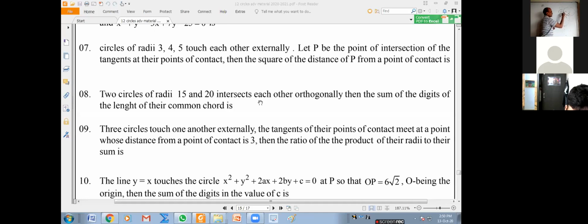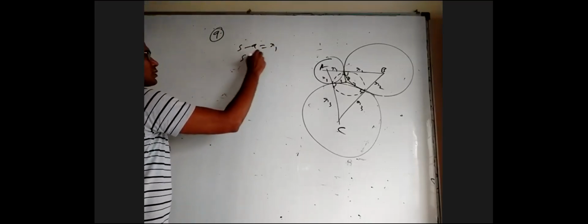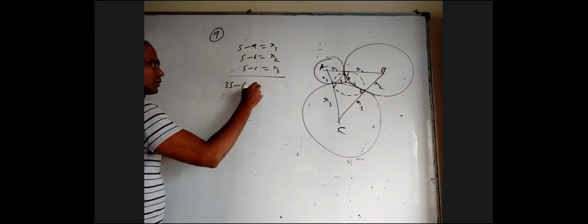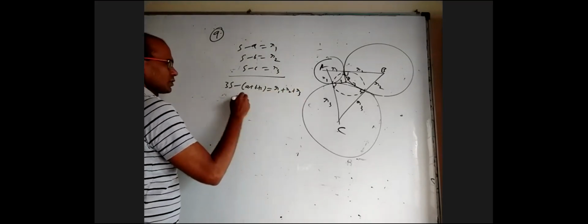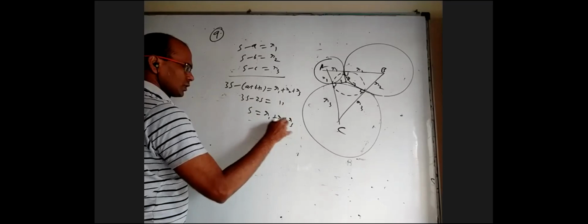That is 3 units, the inradius. The incircle touches externally, and the tangent from the point of contact is 3. Okay. So if you call this as A, this as B, and this as C, again we'll get s minus a equal to r1, s minus b equal to r2, s minus c equal to r3. When I add, 3s minus (a plus b plus c) is r1 plus r2 plus r3, which is s, because this is 3s minus 2s. s is equal to r1 plus r2 plus r3.